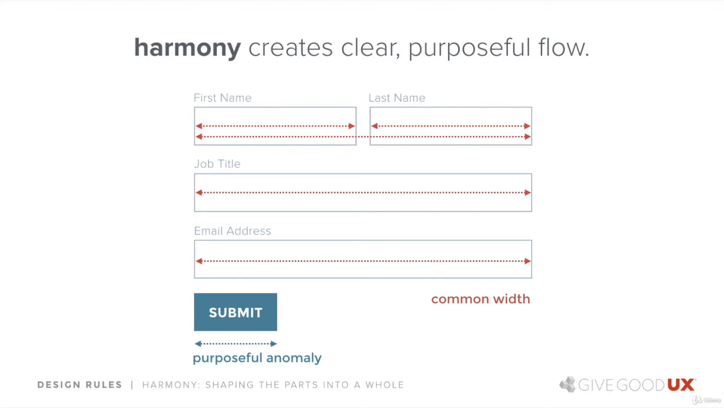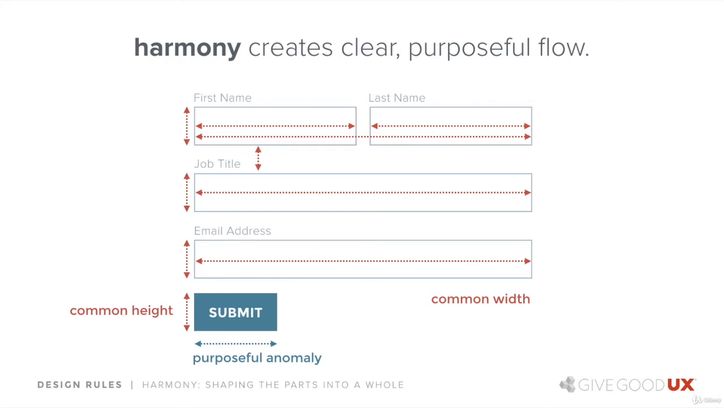That difference is important. I also want you to notice that the height of these fields is the same, and the height of the button is the same as the fields as well. So even though this is an anomaly, we also retain some little element of consistency to tie it together. That similarity in height between the button and the fields is enough to say this goes with this.